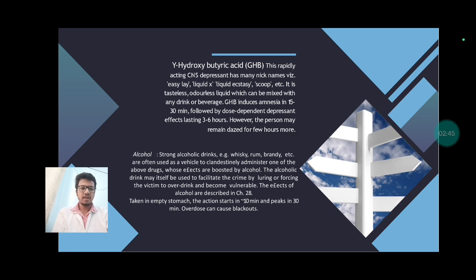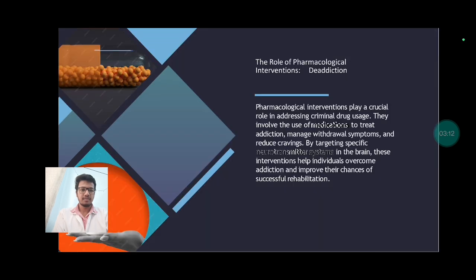Alcohol. Strong alcoholic drinks, for example whiskey, rum, brandy, etc., are often used as a vehicle to clandestinely administer one of the above drugs, whose effects are boosted by alcohol. The alcoholic drink may itself be used to facilitate the crime by luring and forcing the victim to overdrink and become vulnerable. Taken on an empty stomach, the action starts in 10 minutes and peaks in 30 minutes. Overdose can cause blackouts.